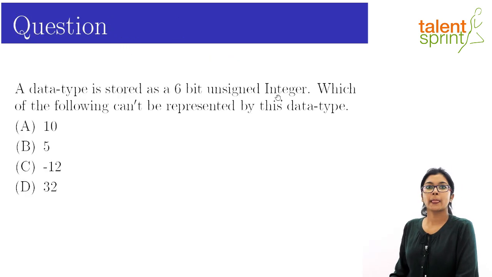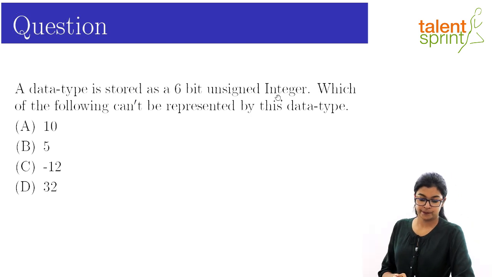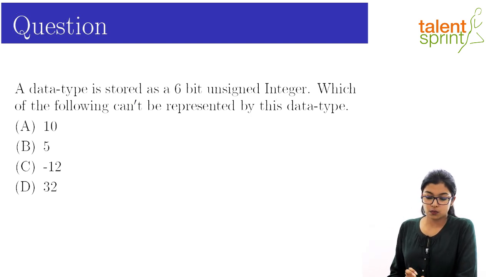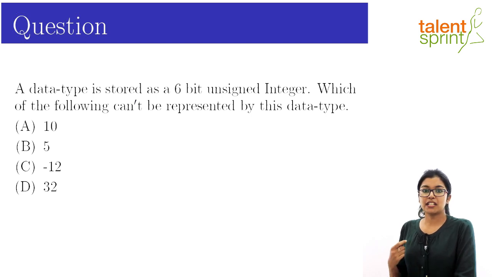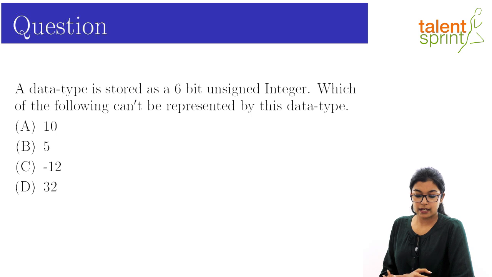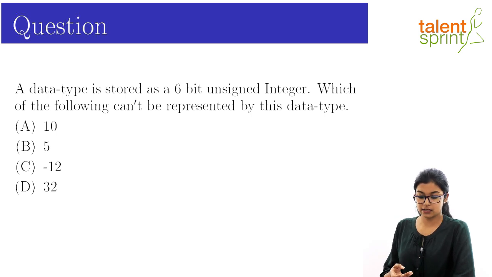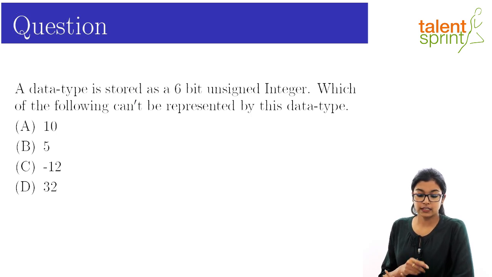Let's move on and quickly see a question. A data type is stored as 6-bit unsigned. Okay, focus on the question: unsigned. Alright. Don't hurry through these questions because sometimes you misinterpret signed with unsigned, and in the tension of the moment you mess up your answer when you know the concepts. So a data type is stored as a 6-bit unsigned integer. Which of the following cannot be represented by this data type?